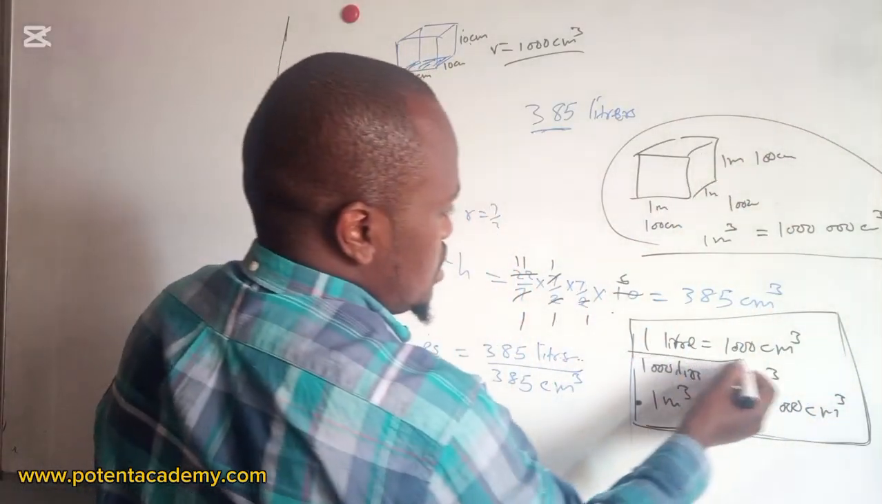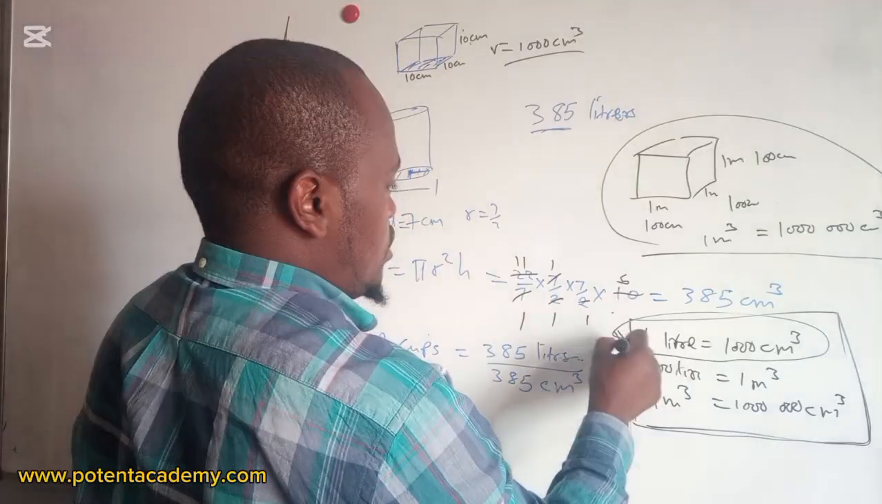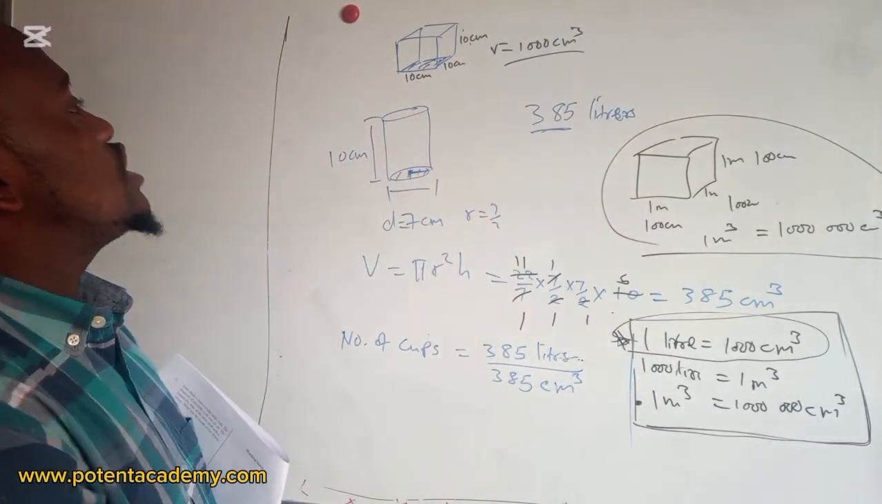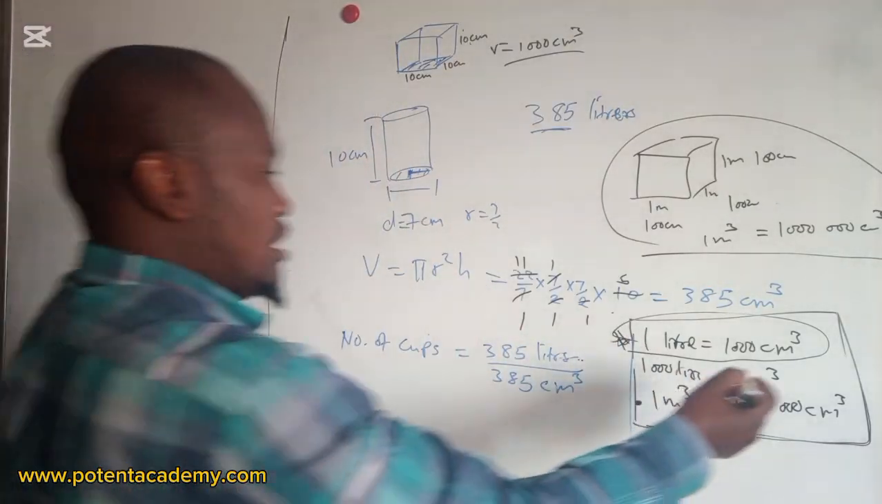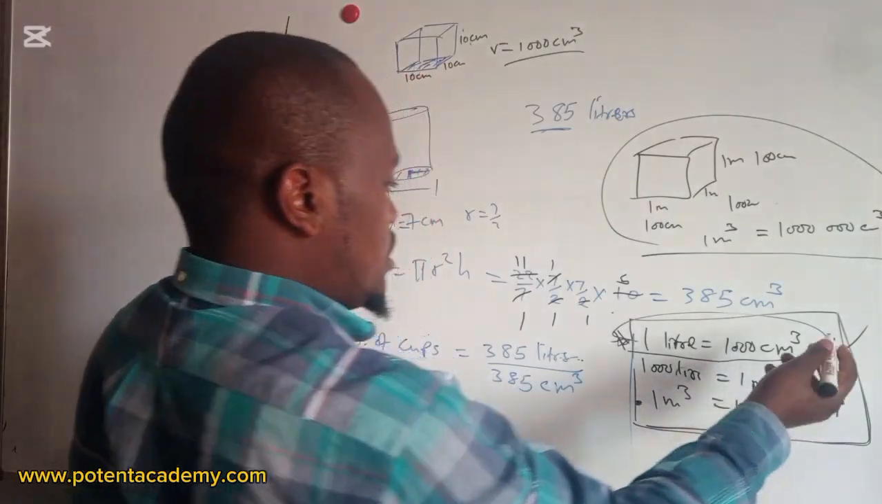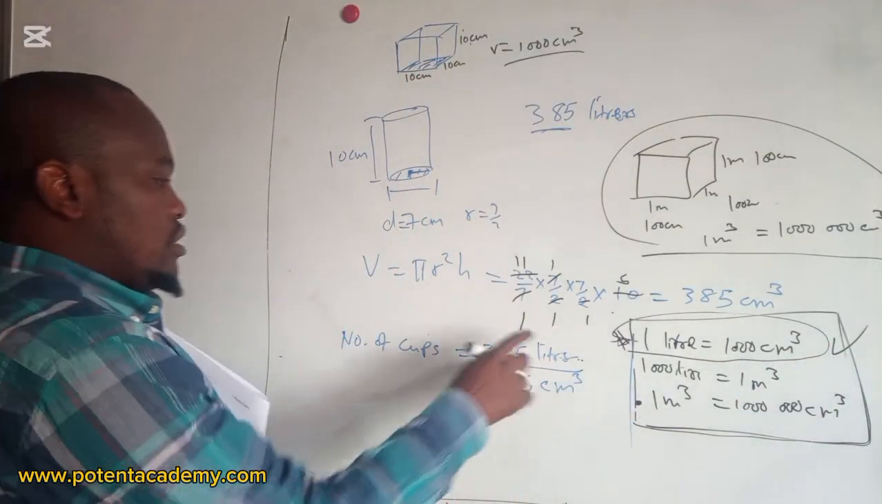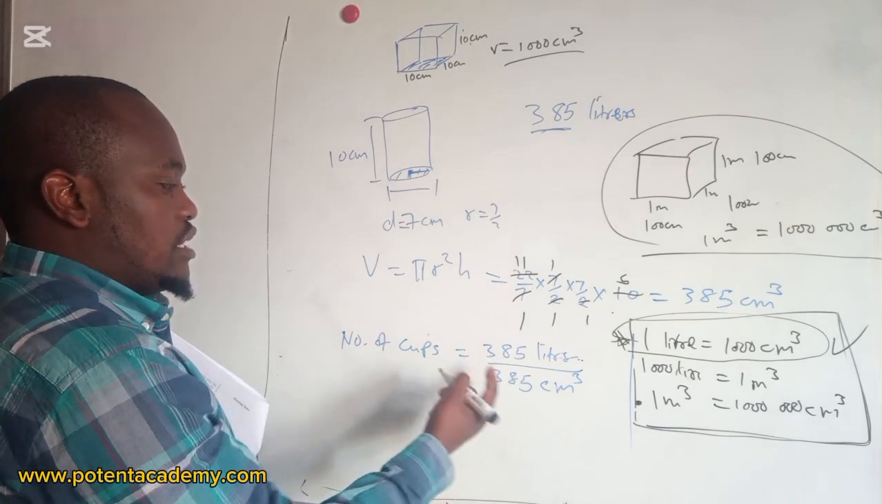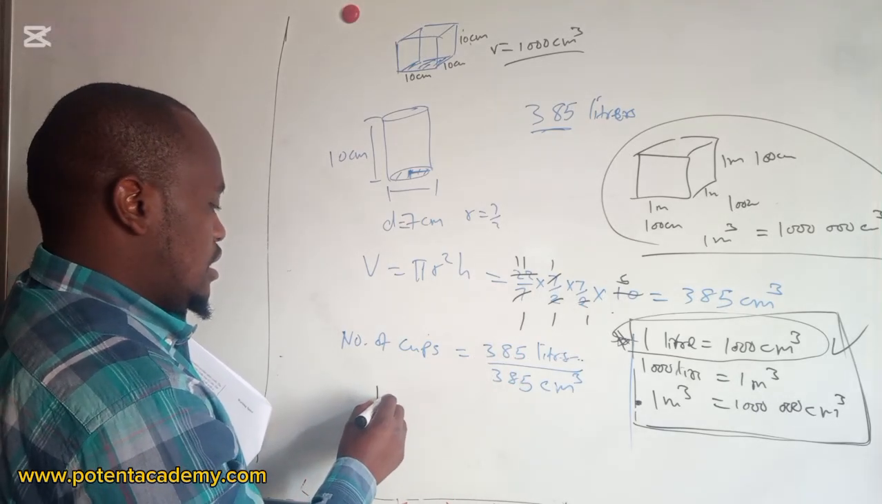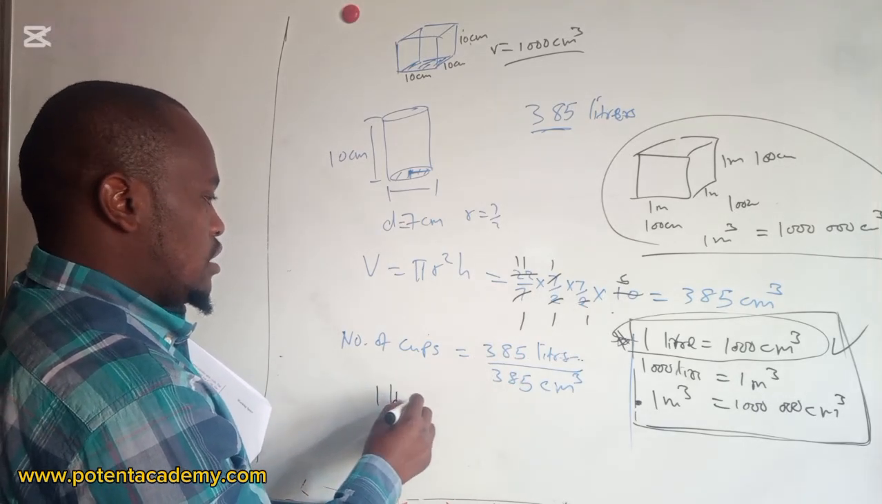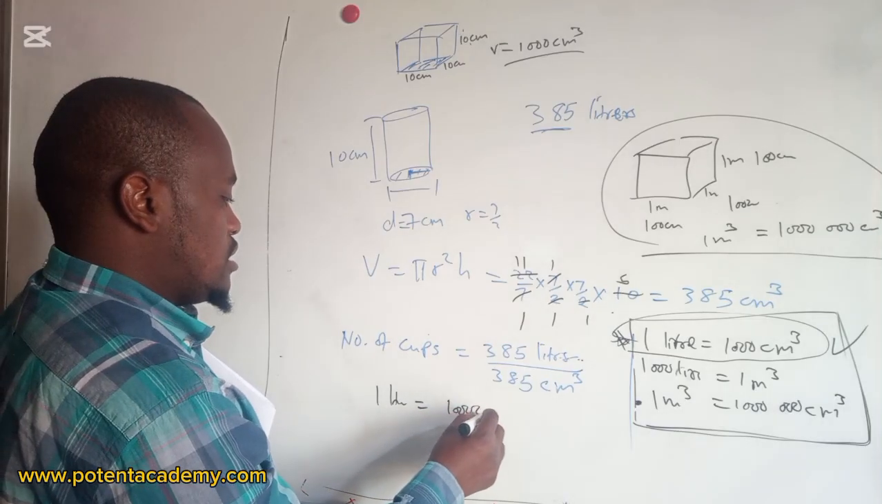However, this one you need to understand. There's no way you can demonstrate using this container. However, this one is true. This one is also true. This one is what you can demonstrate. So, to convert, 1 liter is equal to 1000 centimeter cubic.